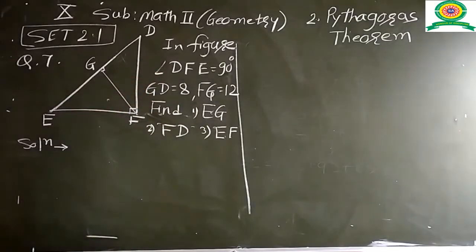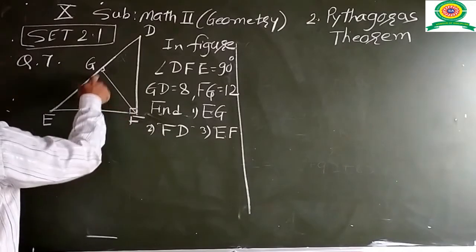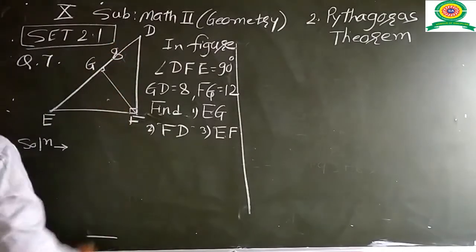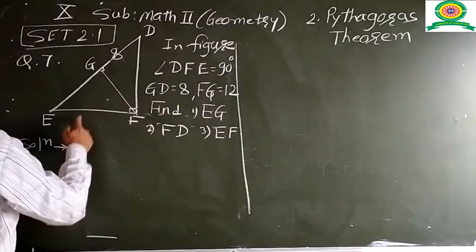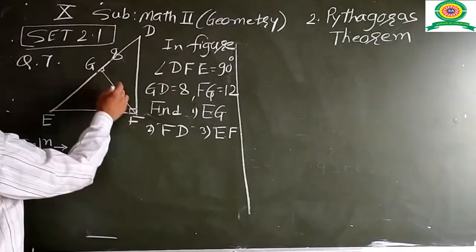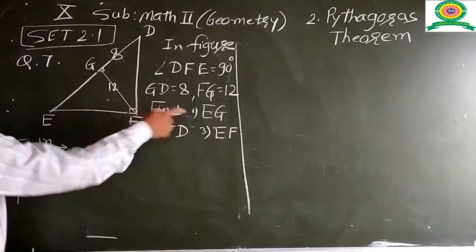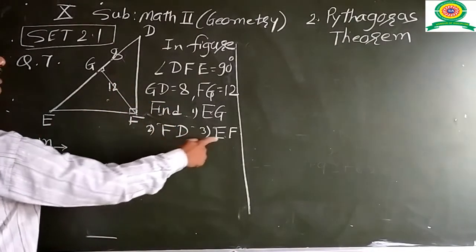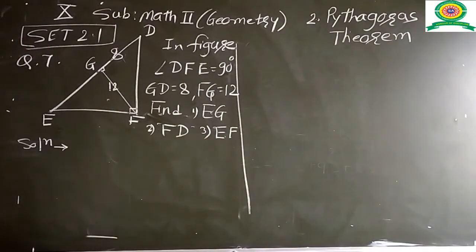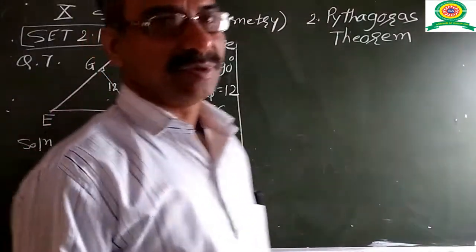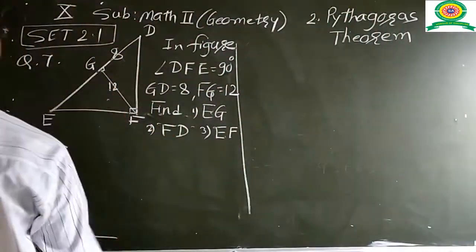Angle DFE is 90 degrees. Then GD is equal to 8. Put this value in the diagram. Then FG is 12. Find EG. Then find FD and find EF, by using the Pythagoras theorem or properties. We are solving this.